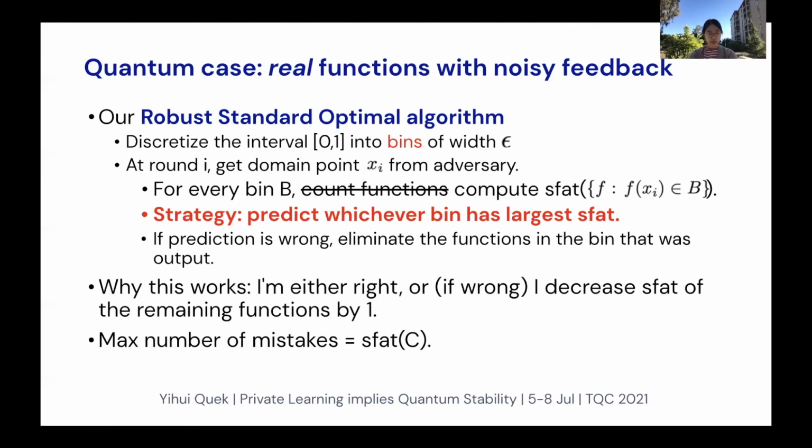So similar to the halving algorithm, the reason this robust standard optimal algorithm works is that if the learner is making a mistake, then the learner also gets to learn a lot by eliminating a lot of functions. And what actually happens is that every time the learner makes a mistake, then the S-fat dimension of the set of surviving functions actually decreases by 1. And because of this, the maximum number of mistakes is then the S-fat dimension of the original class of functions.